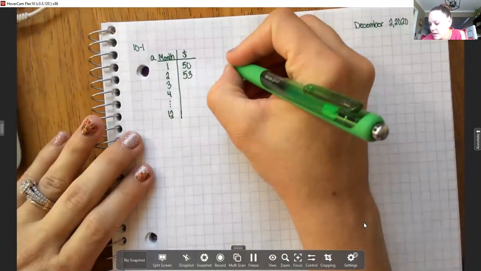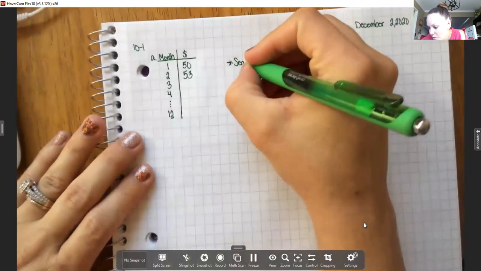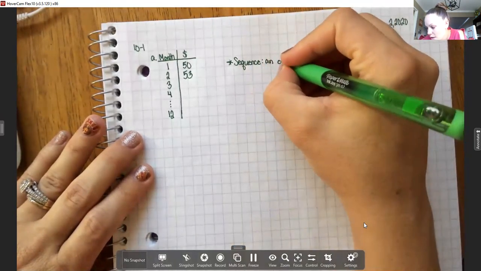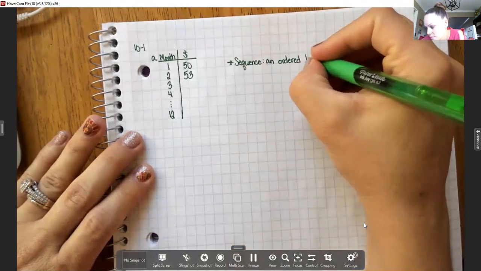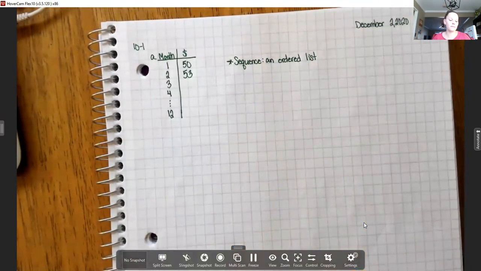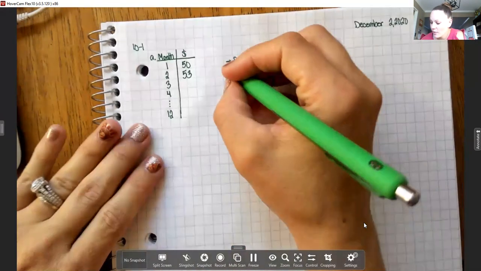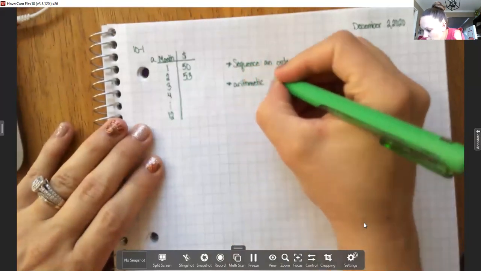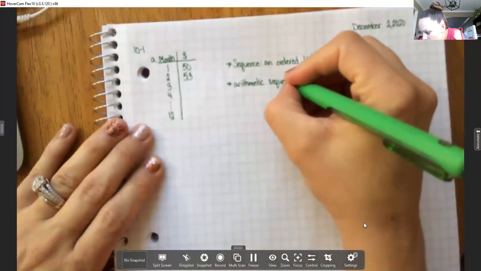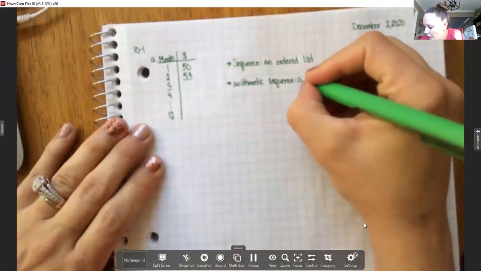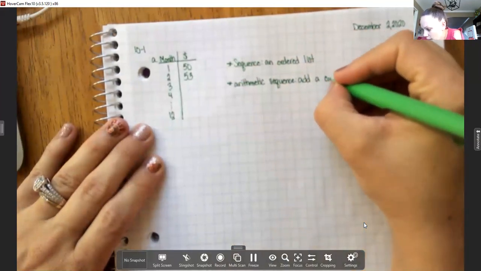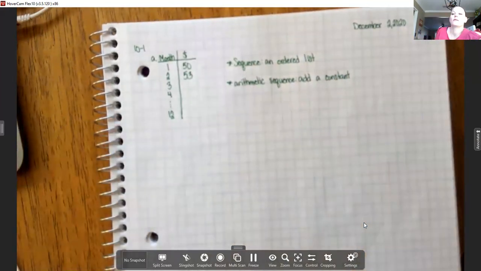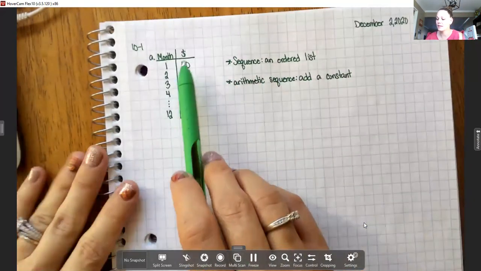So a couple of things here to remember. This is just to kind of remind you, going way back. A sequence is an ordered list. That's from Math 1. And then an arithmetic sequence is when you add a constant. So that's what's going on here. It's like an arithmetic sequence.